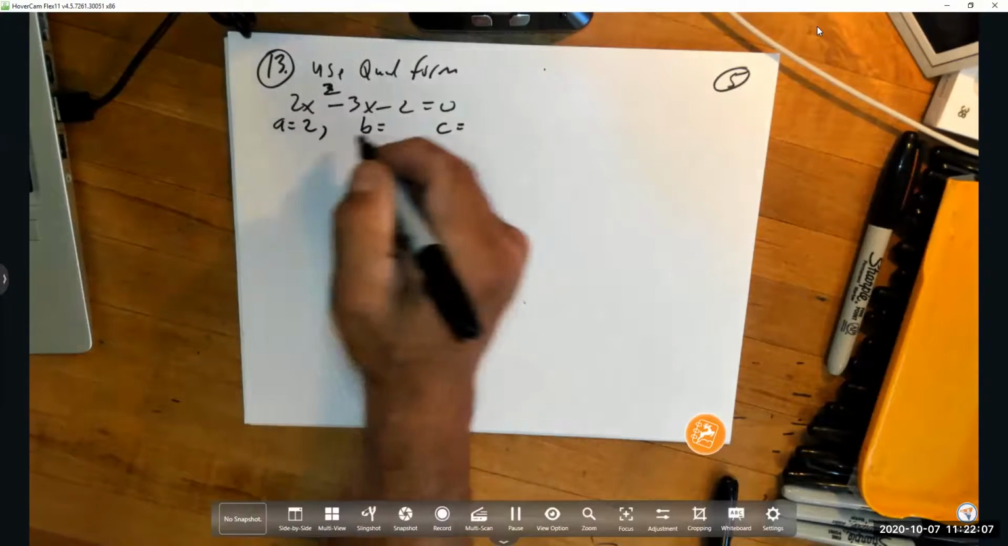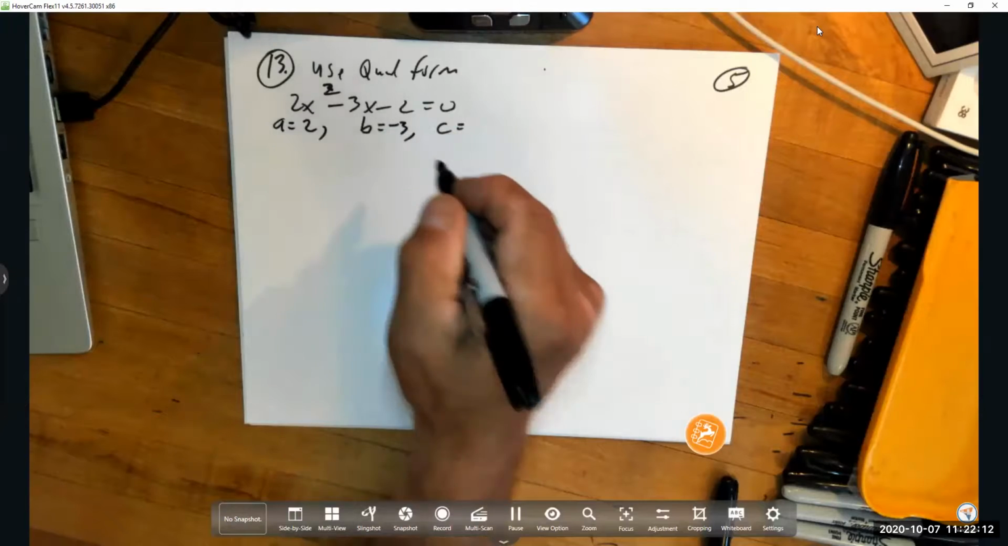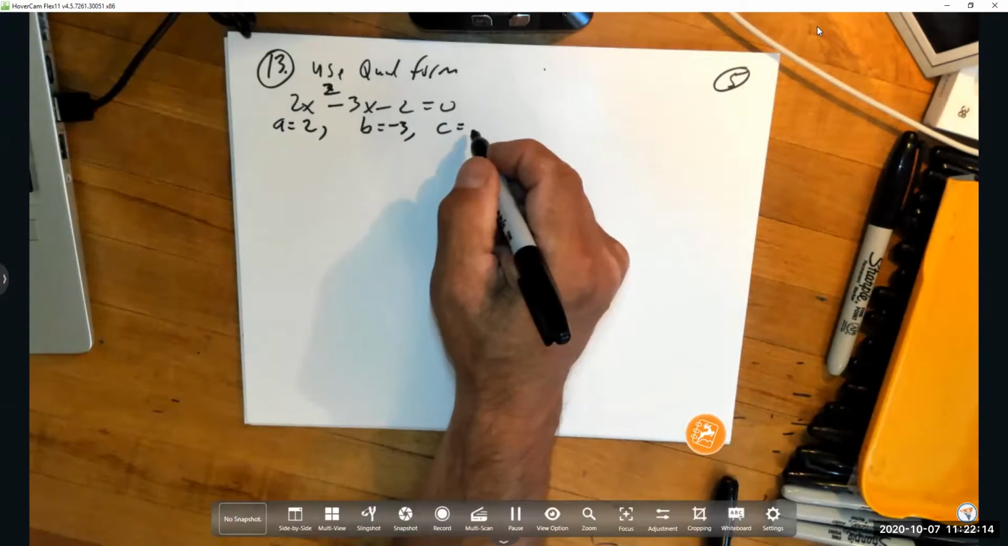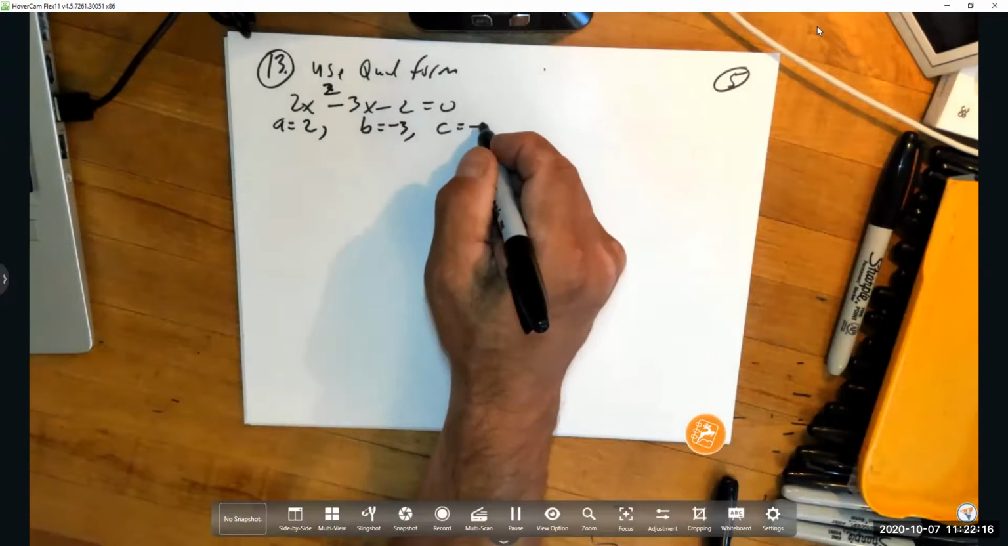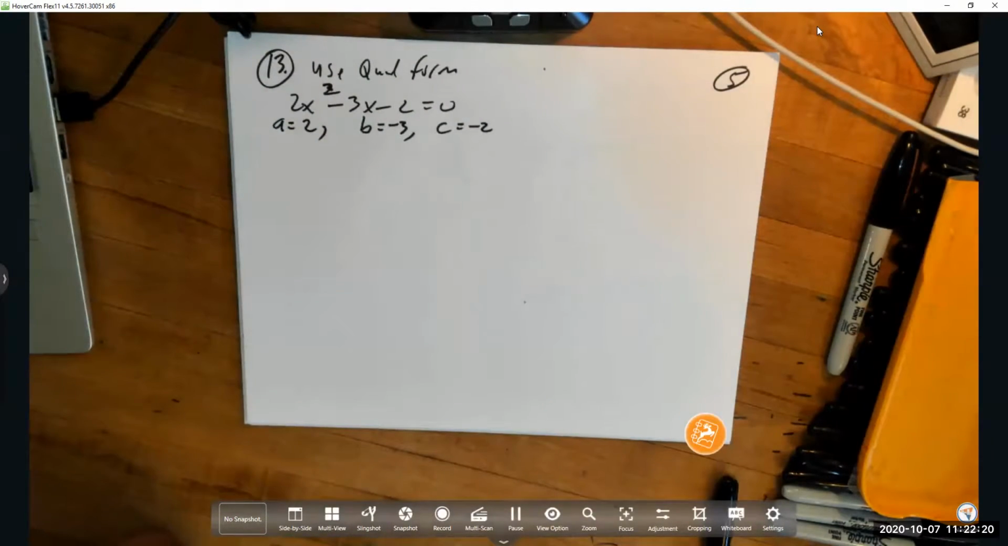2, just a number. What is B? -3. 3, just a number and the sign. What's the last number? C. -2. Okay, make sure you put plus, minus, minus, okay? If you don't put the plus, minus, minus, you mix it up. Minus, plus, plus, minus, minus, minus. It's gonna kill your problem, okay?